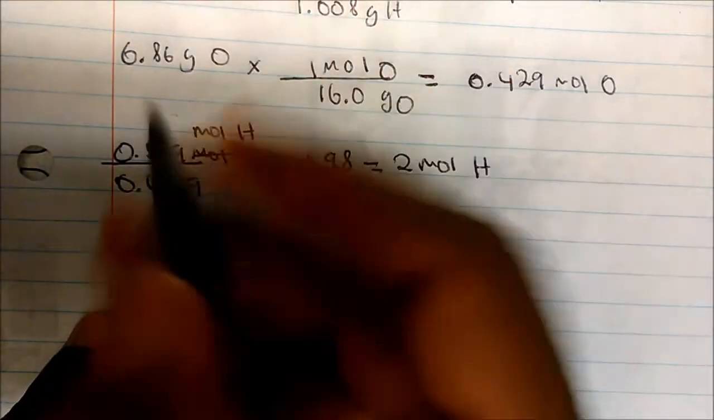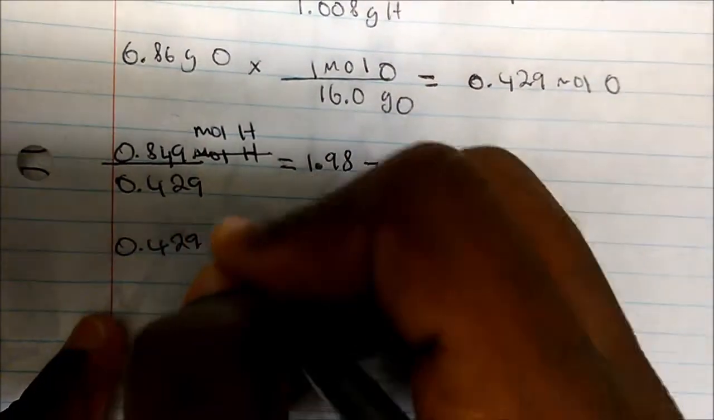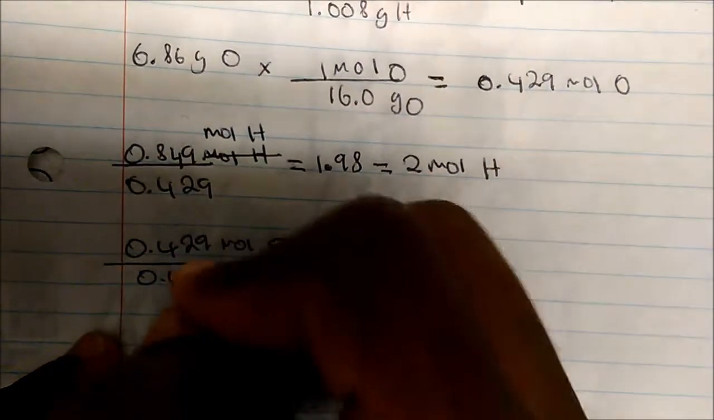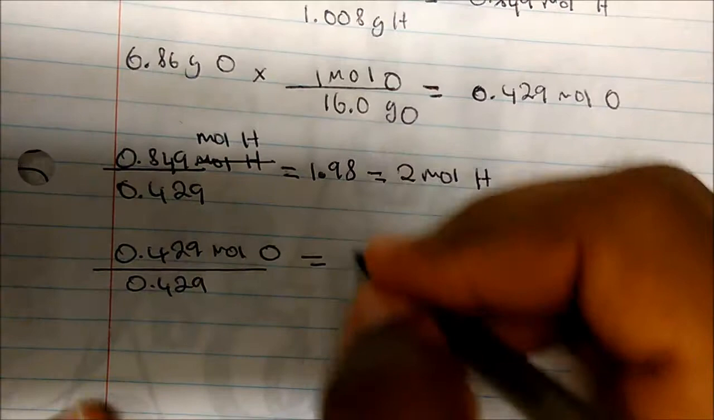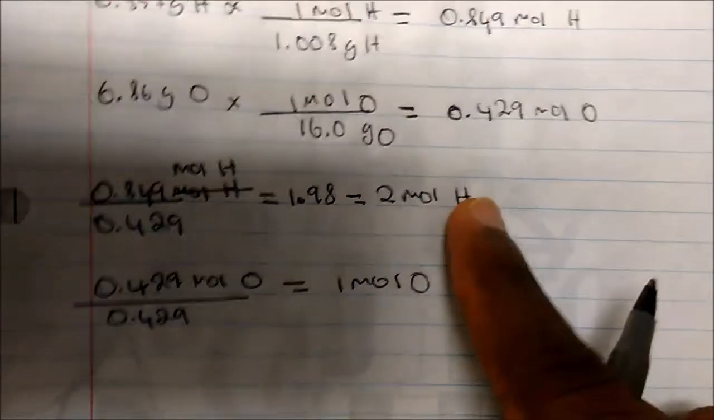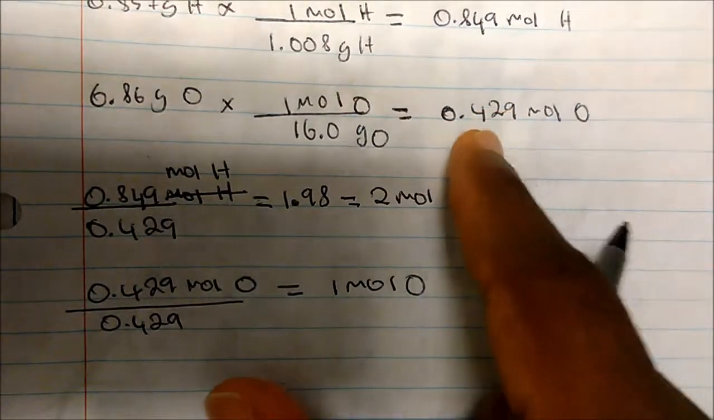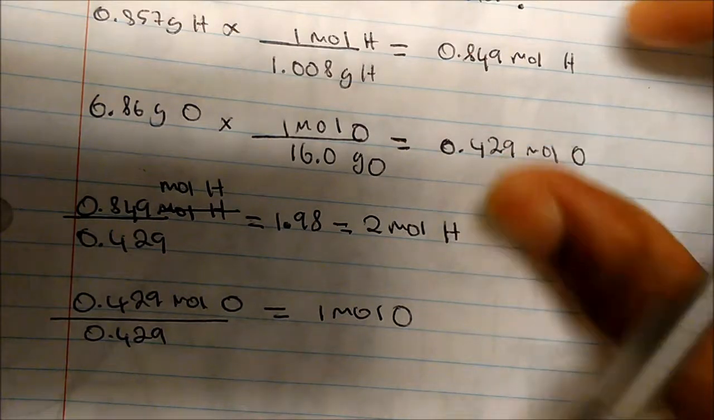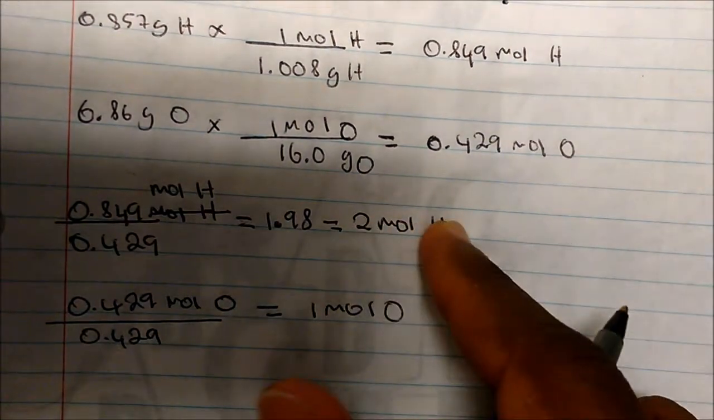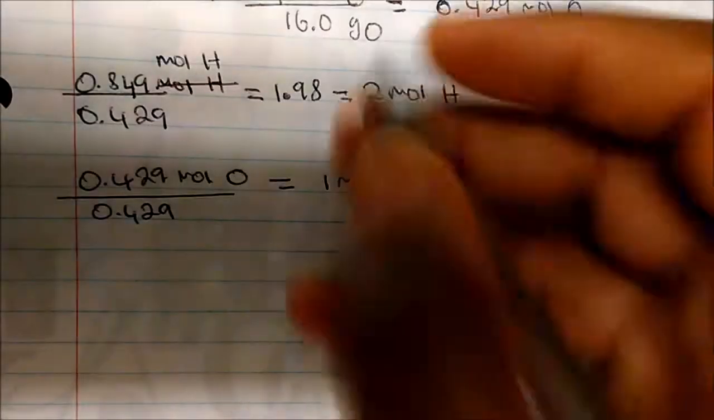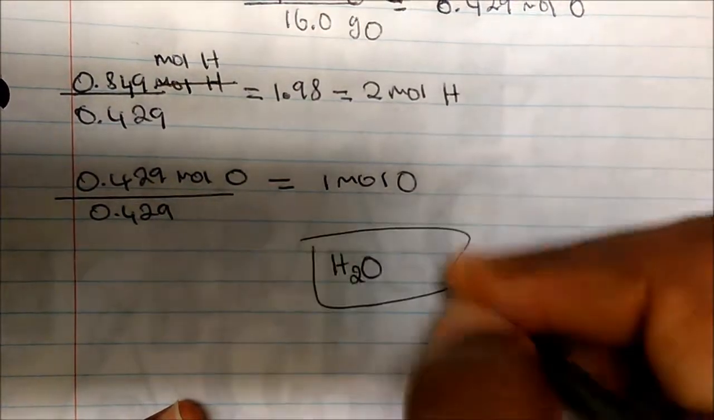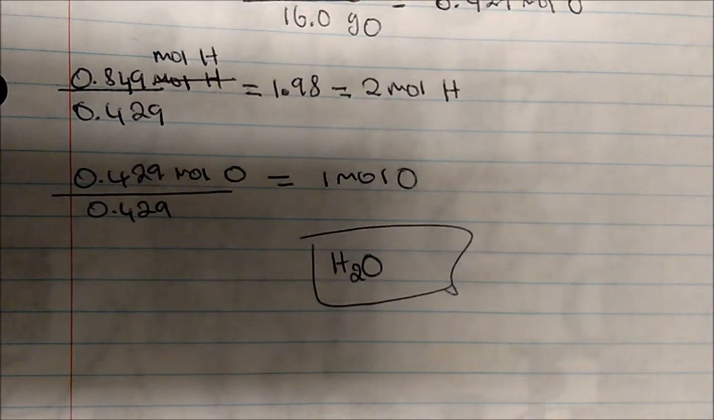I'm going to take the 0.429 moles of oxygen and divide that by 0.429. When I divide that, you can see that I have approximately 1 mole of oxygen. So all I did was take the smallest number of moles and divide both numbers by it, to get how much of each element I actually have. You can see that I have 2 moles of hydrogen and 1 mole of oxygen. The empirical formula in this case would be H2O. So this is the process of how you go about calculating the empirical formula from experimental data.